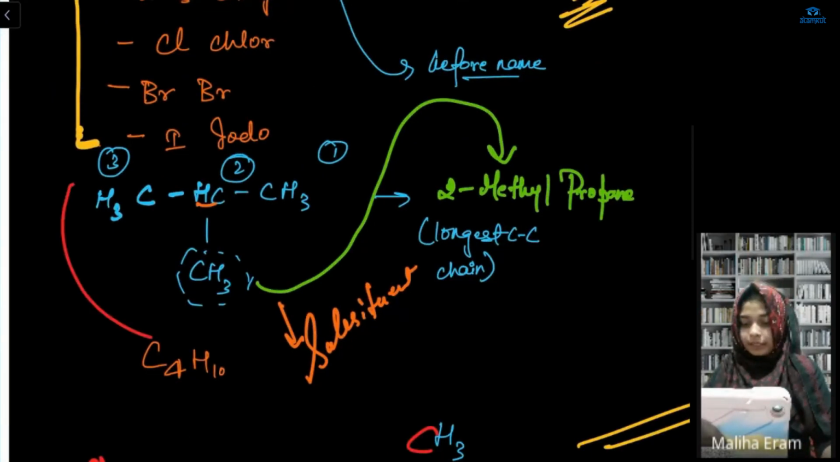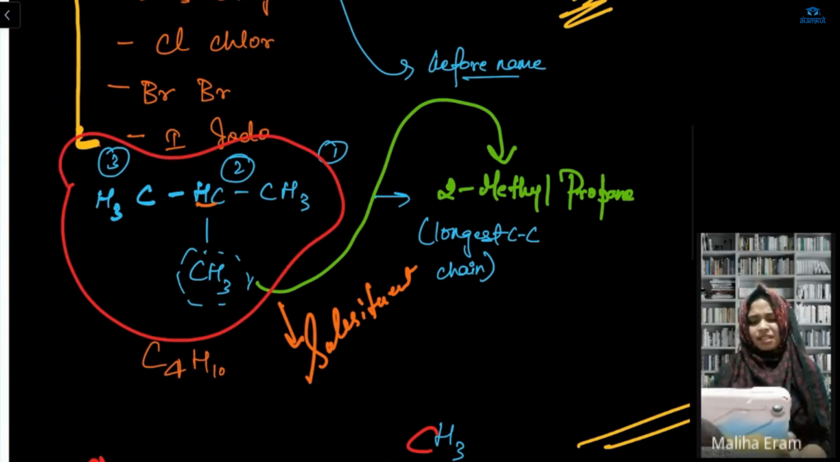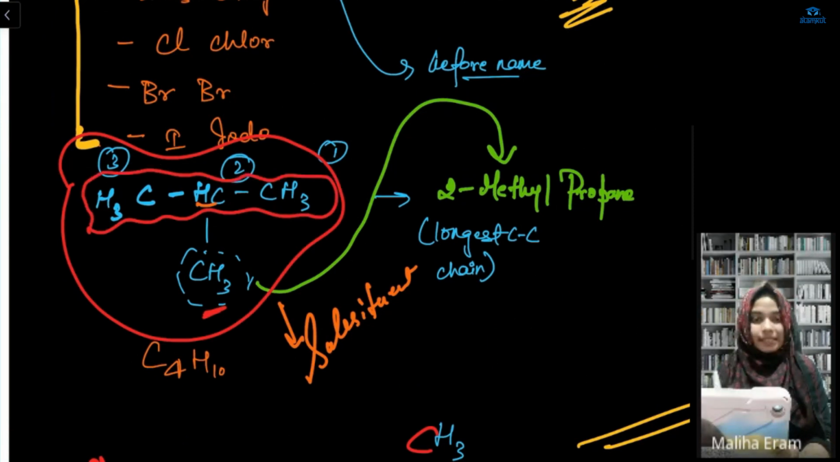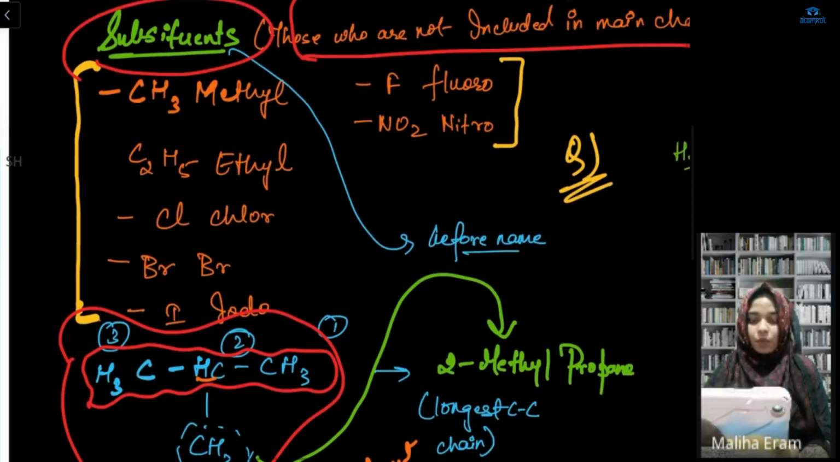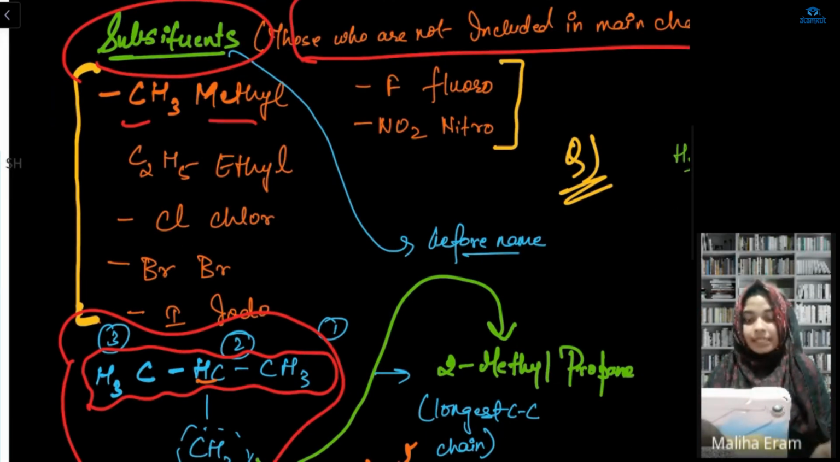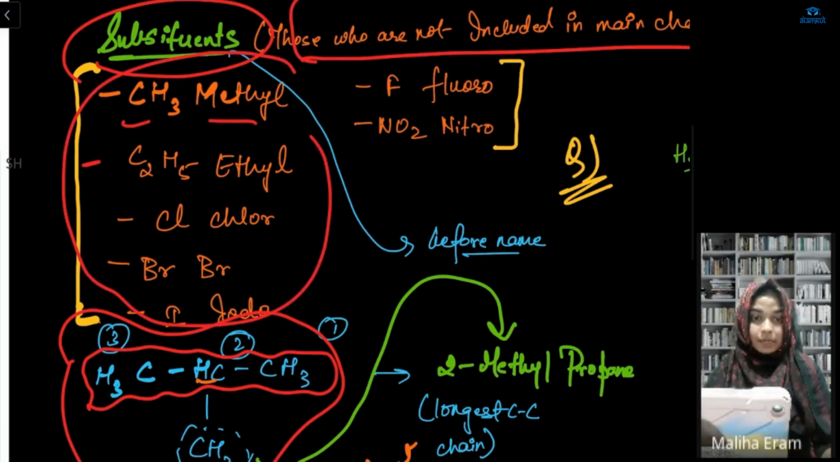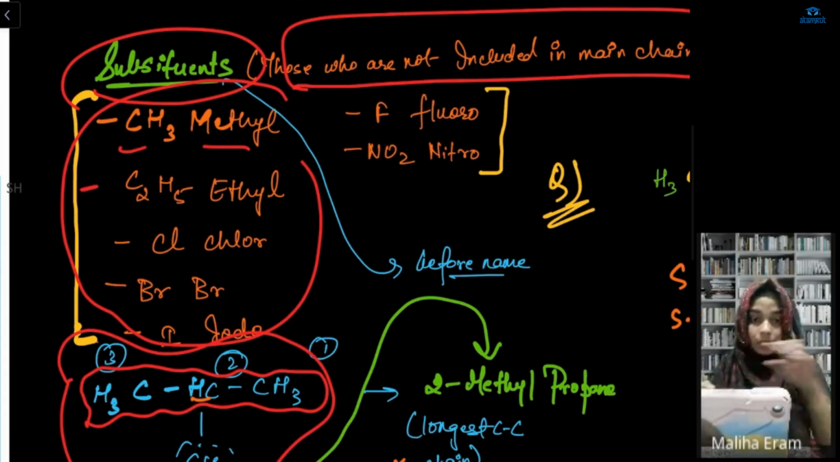So here in this example, can you see this CH3 which is attached separately but not in the main chain? That is actually your substituent. CH3 is your methyl, C2H5 is your ethyl, Cl is chloro, Br is bromo, I is iodo. So you have to learn all these substituents. Substituents are necessary to learn. So what is a substituent? It is not included in the main chain. It will be at the bottom or at the top, but it will not be included in your main chain. That's called a substituent. Two more: your fluoro and your nitro.